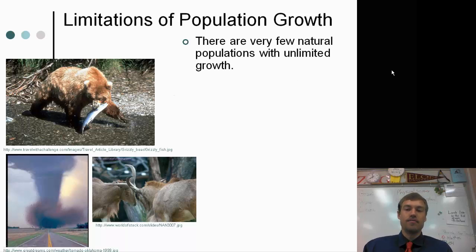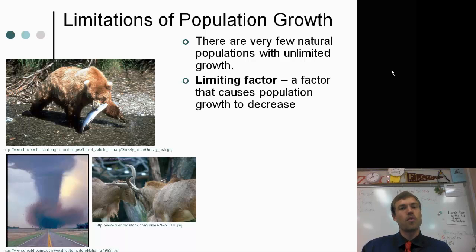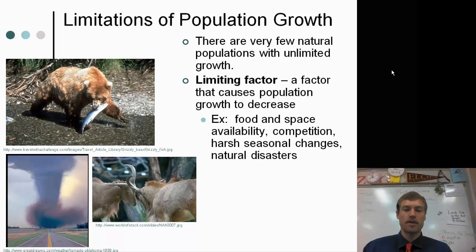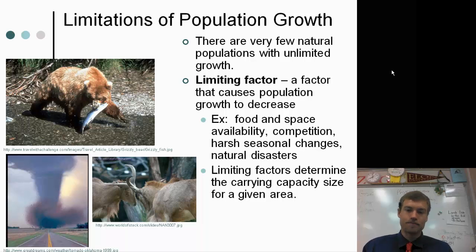So there are very few natural populations that have that unlimited growth. We talked about that, okay? The reason why is that we have these ideas called limiting factors, and that's a factor that causes a population's growth to decrease or to hinder it in order to slow it down. For example, food and space availability, competition between members of your own species, between different species. You can have the harsh seasonal changes that keep you down, natural disasters, weather, and limiting factors determine the carrying capacity size for a given area. So how much of your particular species can live in that area is all dependent upon all the limiting factors.